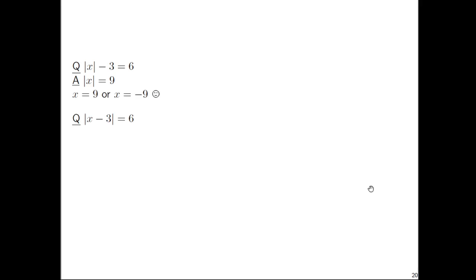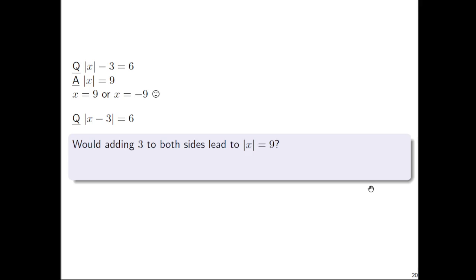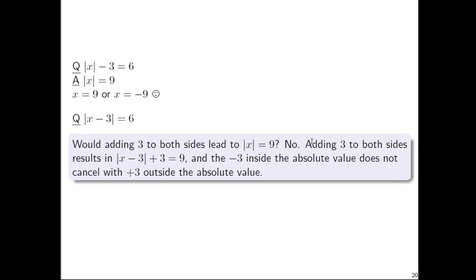Now let's look at absolute value inside the absolute value of x minus 3. So yeah, sorry for how this is said, but absolute value of x minus 3, that is equal to 6. Now, would adding 3 to both sides lead to absolute value of x equals 9, like our first line of the previous answer? Well, unfortunately, no. Adding 3 to both sides would result in absolute value of x minus 3, then plus a 3 equals 9. And here's the thing. The minus 3 that's inside the absolute value and the plus 3 that's outside of the absolute value, those are not going to cancel with each other.